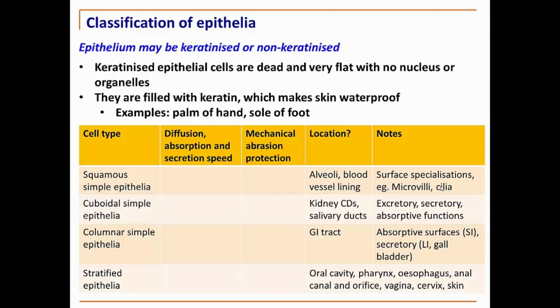Okay, so the first one, simple squamous epithelia. So that's in our alveoli and our blood vessels. So do we have fast diffusion, absorption and secretion? Well, we're thinking about our blood vessel linings. We're thinking about our alveoli. Alveoli are in the lungs, of course, and they're involved in oxygen and CO2 exchange. So, of course, diffusion is very fast. That oxygen has to get from our alveoli into our blood very fast, and the CO2 out again very fast.